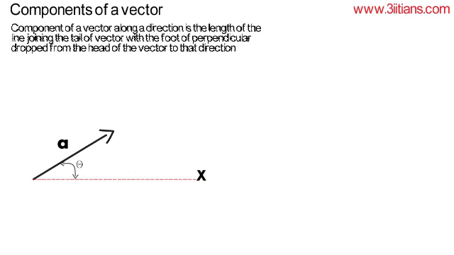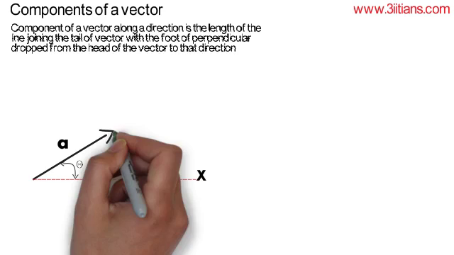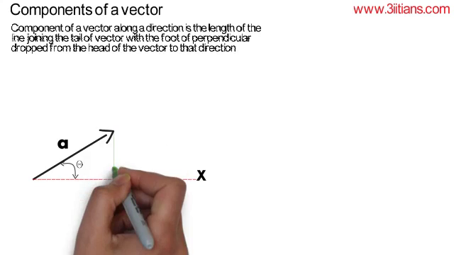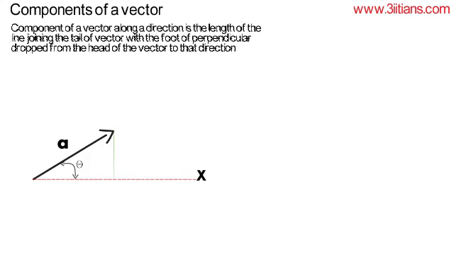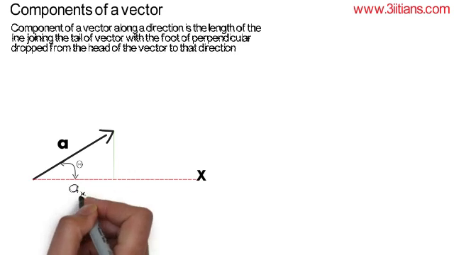We shall drop a perpendicular from the head of A to the x-axis along which we want to find the component. Now, the distance from the tail of vector A to the foot of the perpendicular will be the component of the vector along the x direction. Let us call it AX.